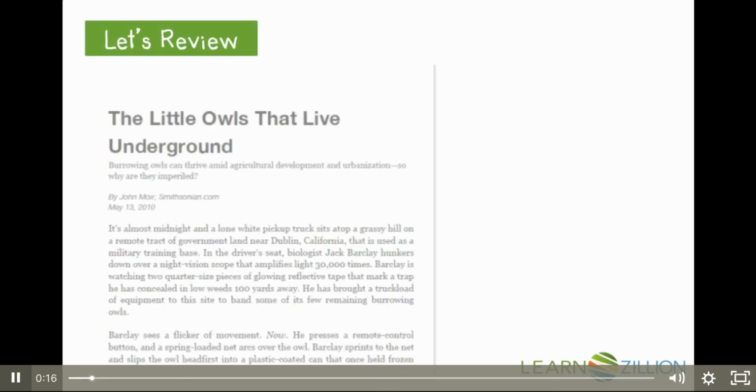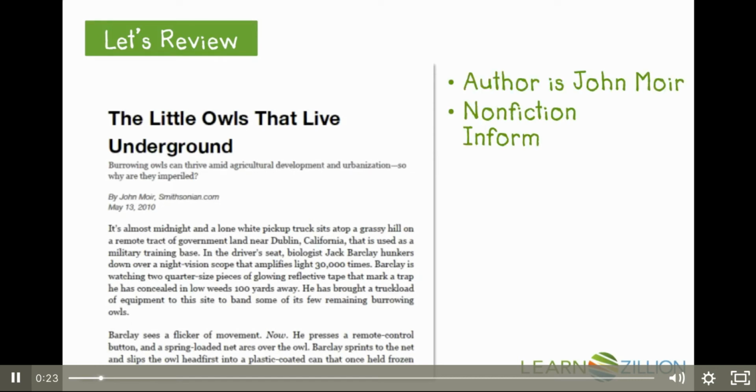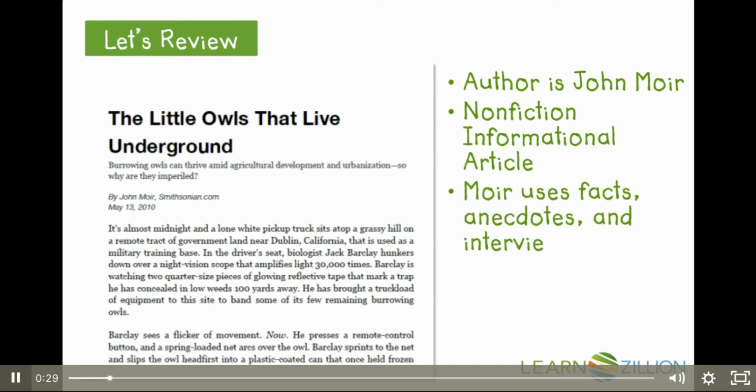So let's review. We've read The Little Owls That Live Underground. It's an article written by John Moyer. It's nonfiction, it's informational, and it was published on Smithsonian.com. Moyer uses facts, anecdotes, and interviews to convey his message about the owl. He uses a lot of different techniques, and it's not structured in linear order, which makes this passage particularly interesting.